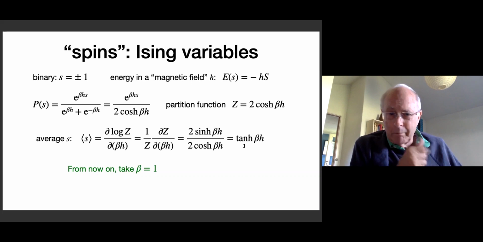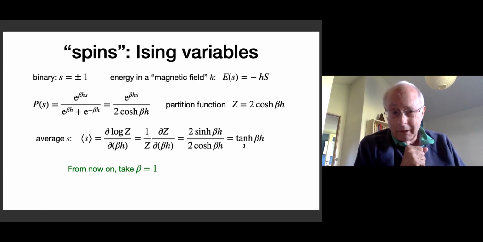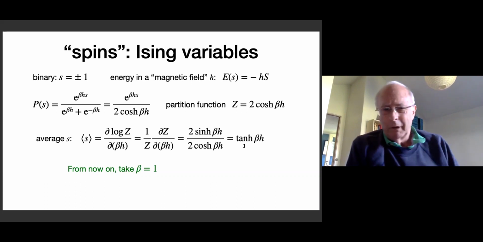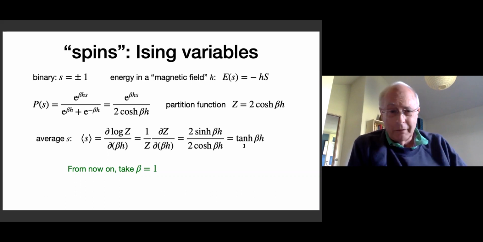Now, from now on, I'm going to take beta equal to 1, because it always occurs multiplied by these other parameters. So you could say beta H really means H.